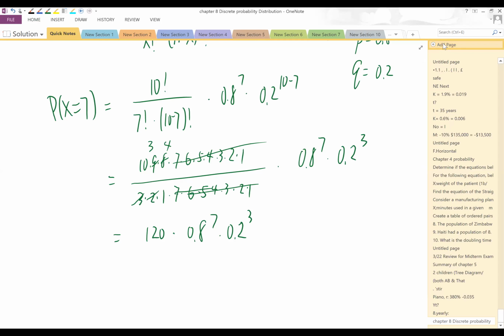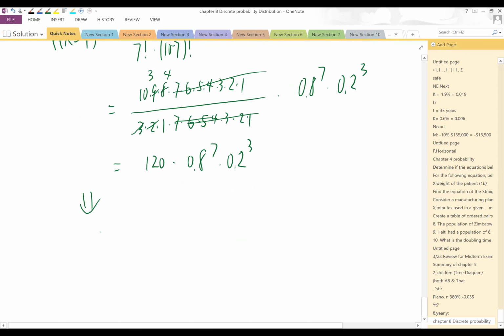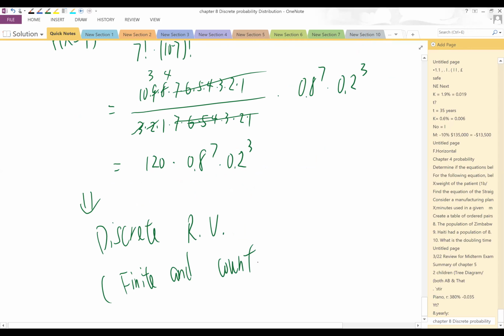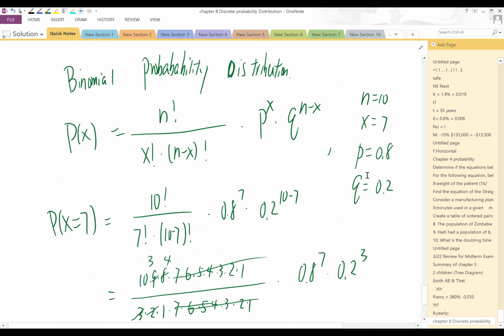So chapter 5 deals with discrete random variables. So this is still a discrete random variable, meaning we're talking about finite, countable values. And usually we're looking at numerical numbers. Here they're all numerical numbers in terms of the number of successes, right? Either 1 or 2 or 3 successes.